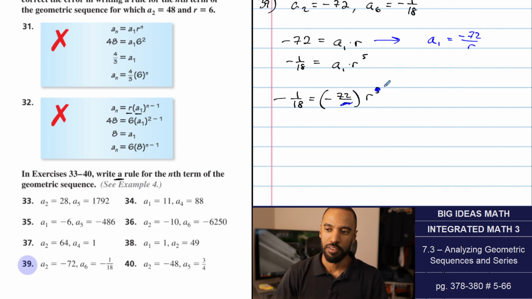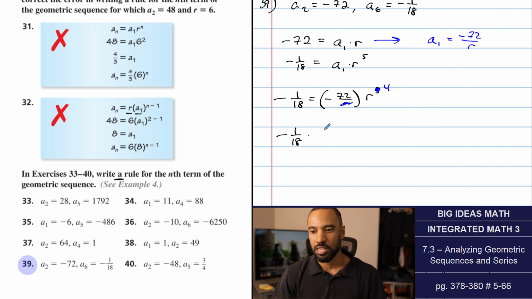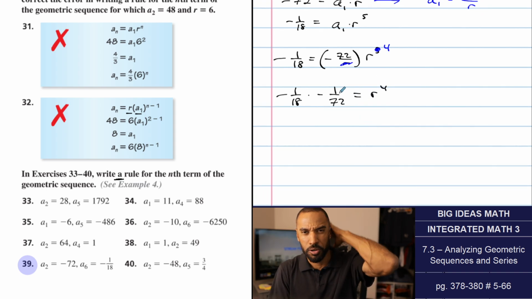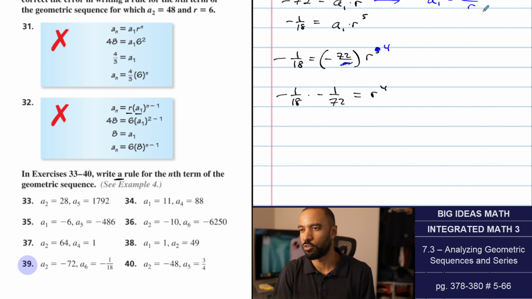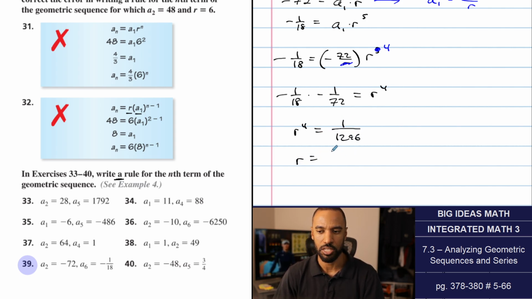Divide that r with that r to the fifth, you get r to the fourth. Divide by negative 72. That's the same thing as doing negative 1/18 times negative 1 over 72. Like that. Big number. It's the same thing as whatever 36 squared is on the bottom. 1296. Let's see, 36 times 36. I believe we should be getting 1 over 1296 there. So r to the fourth is positive 1 over 1296. And when you take the fourth root of both sides, you will get a plus or minus.